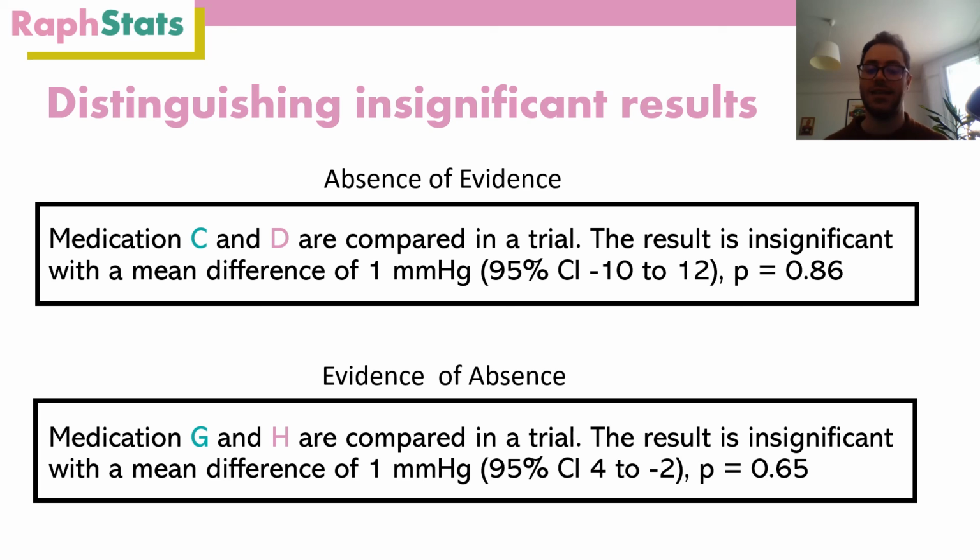And that is, I guess, one of the critical things in thinking about those insignificant values: the top one's absence of evidence. We don't have any evidence that one is better than the other, but that's because we just don't have any good evidence. Whereas the bottom one is evidence of absence. We're pretty sure that these two are the same as far as clinically significant effects go, and probably we want to focus elsewhere if we're trying to find differences.